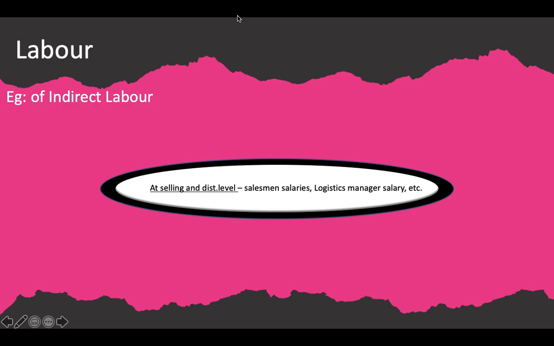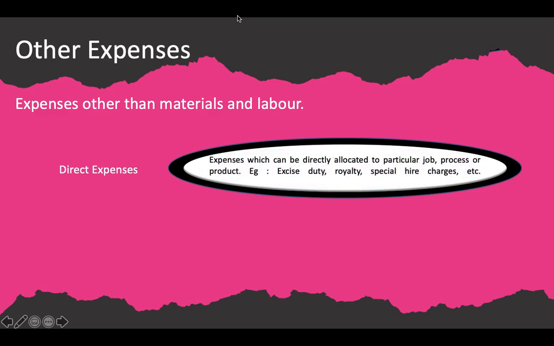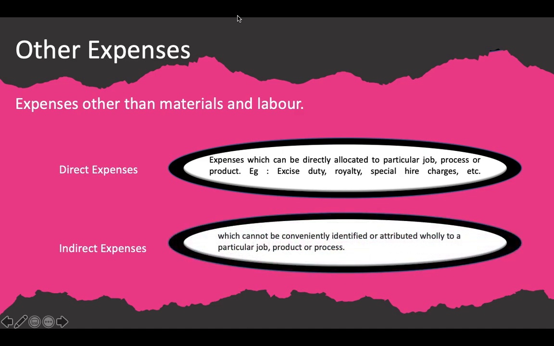And next thing is about the other expenses. What's the meaning of other expenses? The other expenses are those expenses other than the material and the labor. So under this category, we have two main things, direct expenses and the other one is indirect expenses. Direct expenses refers to those expenses which can be directly allocated to a particular job, process, or product. Example, excise duty, royalty, special hire charges, etc. Same as indirect expenses are those expenses which cannot be directly allocated to a particular job, product, or process.